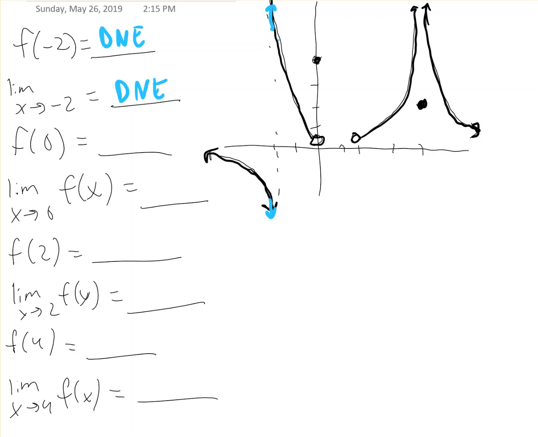At 0, oops, I'm missing part of my graph right here. Let's go ahead and fill this back in. There we go. So at 0, from the right, it looks like y is approaching 4, but from the left, it's approaching about a half. So if they're not approaching the same thing, the limit does not exist there. But just because the limit doesn't exist doesn't mean that value can't exist. When x is 0, y is 4.